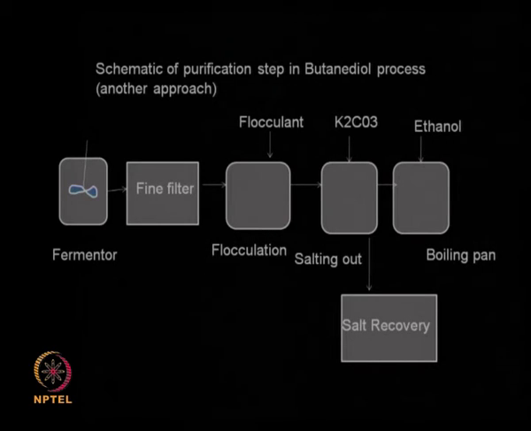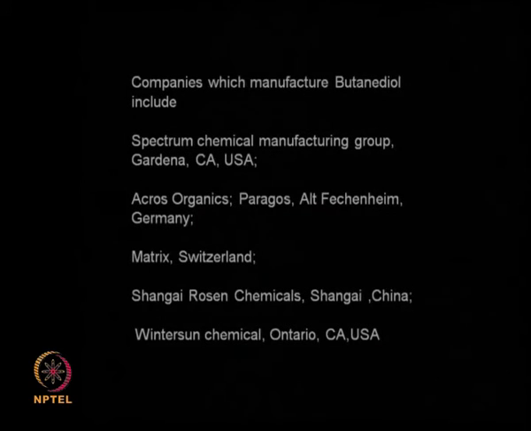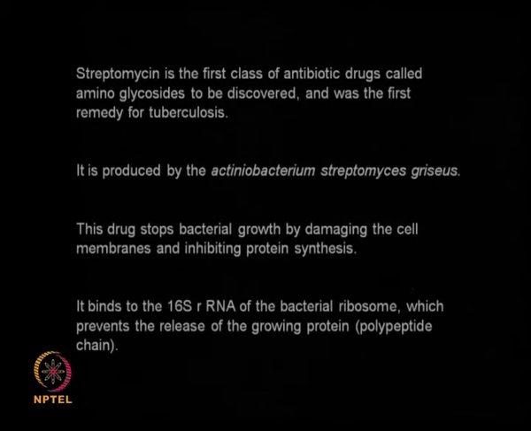So, each of these approaches require different types of downstream steps. So, companies which manufacture butanediol, you can see some American companies, some German companies, some Swiss companies, even Chinese companies are there, they all are involved in the manufacture of butanediol. Let us go to antibiotics, streptomycin.